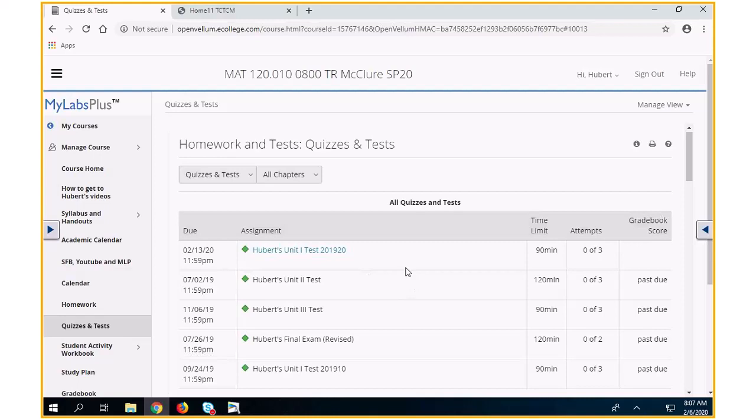I swear, I bet I've gotten at least 15 emails. When's the test due? When's the test due? When do you think the test is going to be? Just do the freaking homework, okay?